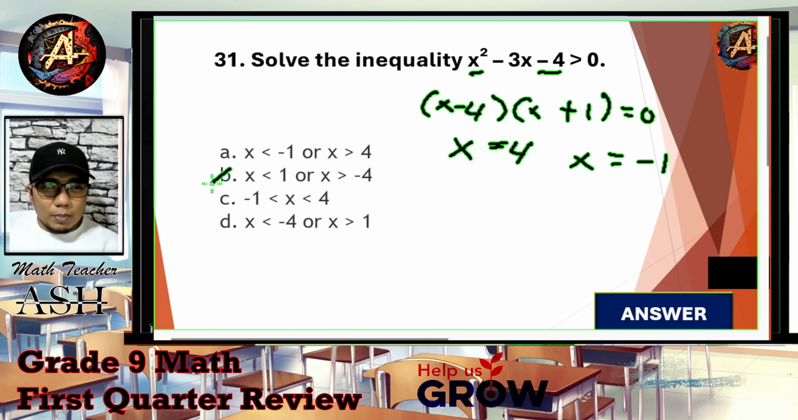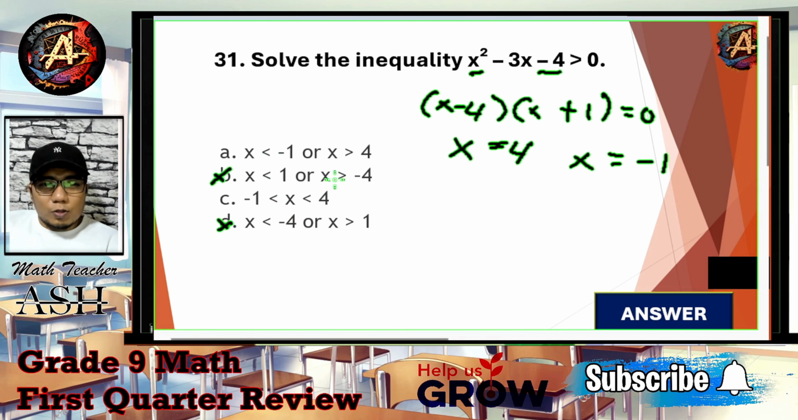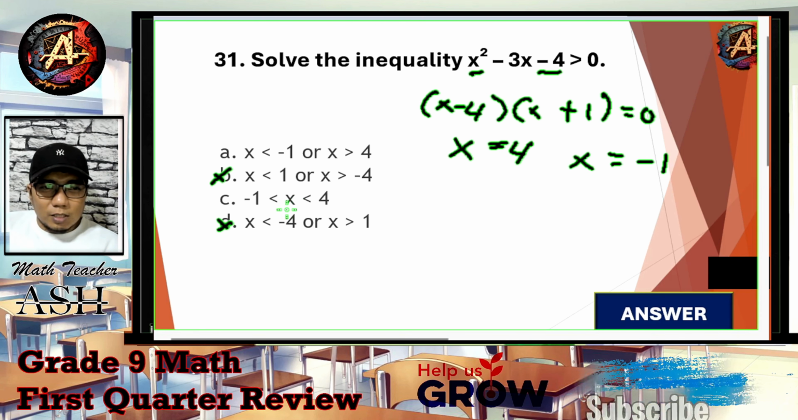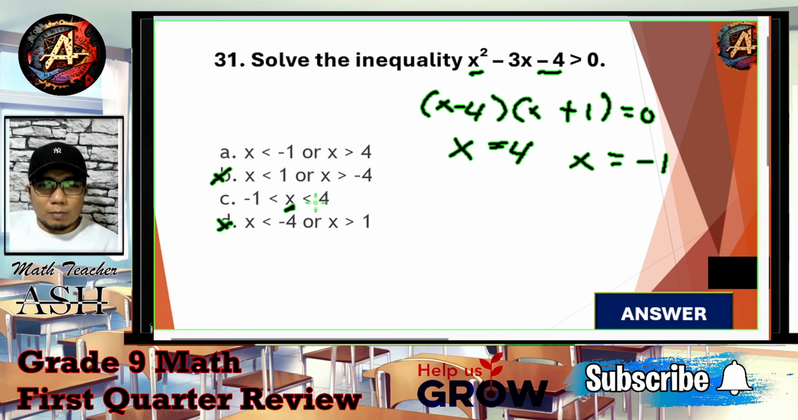So, letter B is already wrong. Letter D is already wrong. So, we only have this one. Okay. So, as you can see, this one says the value is between negative 1 and positive 4, right? So, it means 0 is part of the solution.